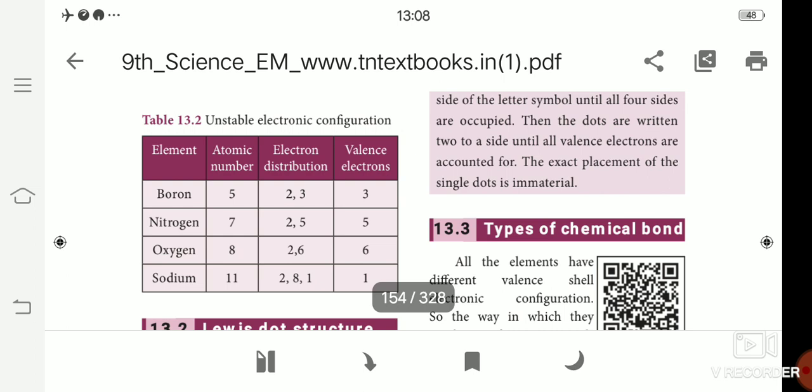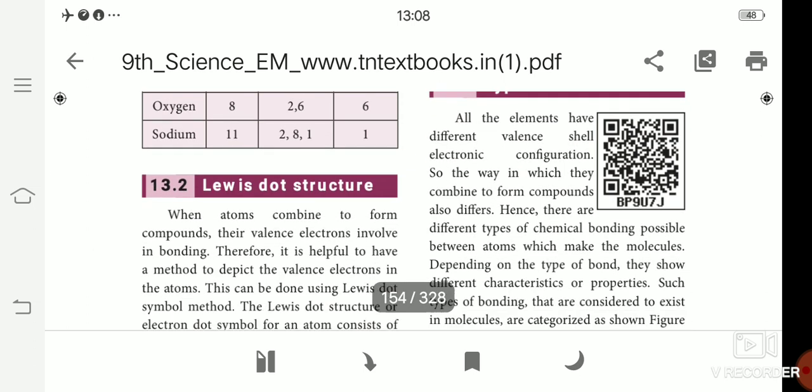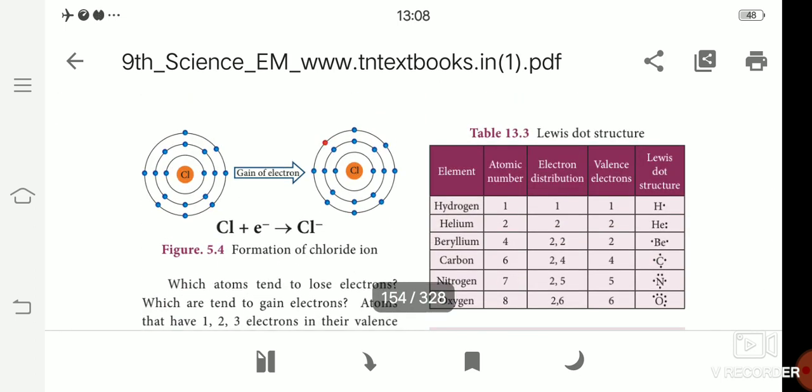In the Lewis structure, the valence electrons are denoted by dots. For example, hydrogen has atomic number 1 and valence electron 1, so its Lewis dot structure shows 1 dot. Then helium has 2 valence electrons, so its Lewis dot structure, He, is denoted with 2 dots.